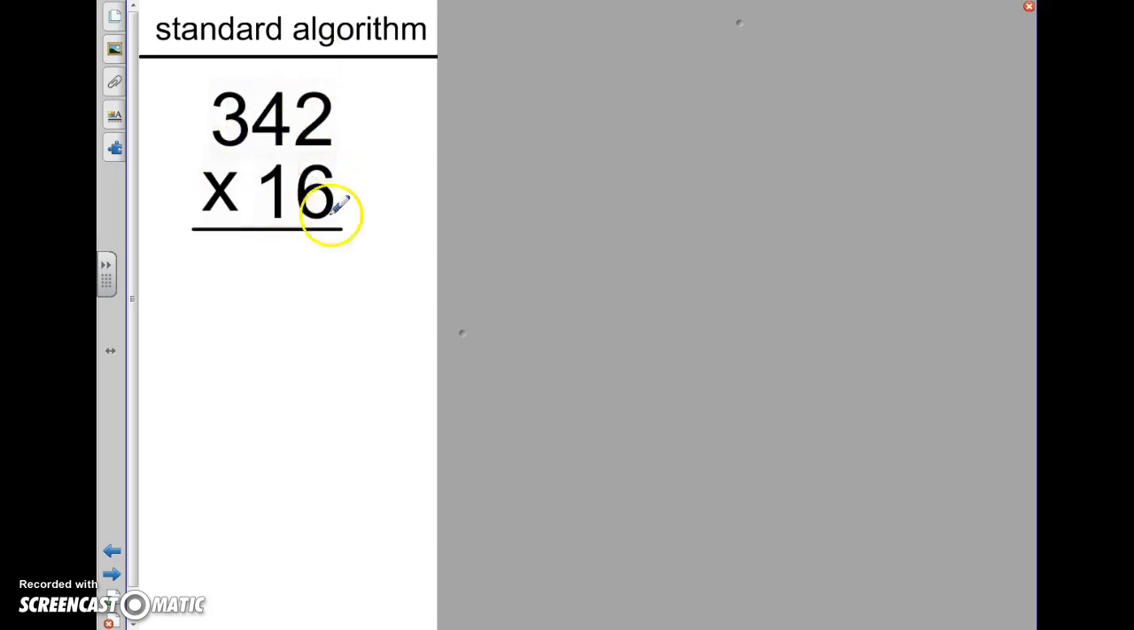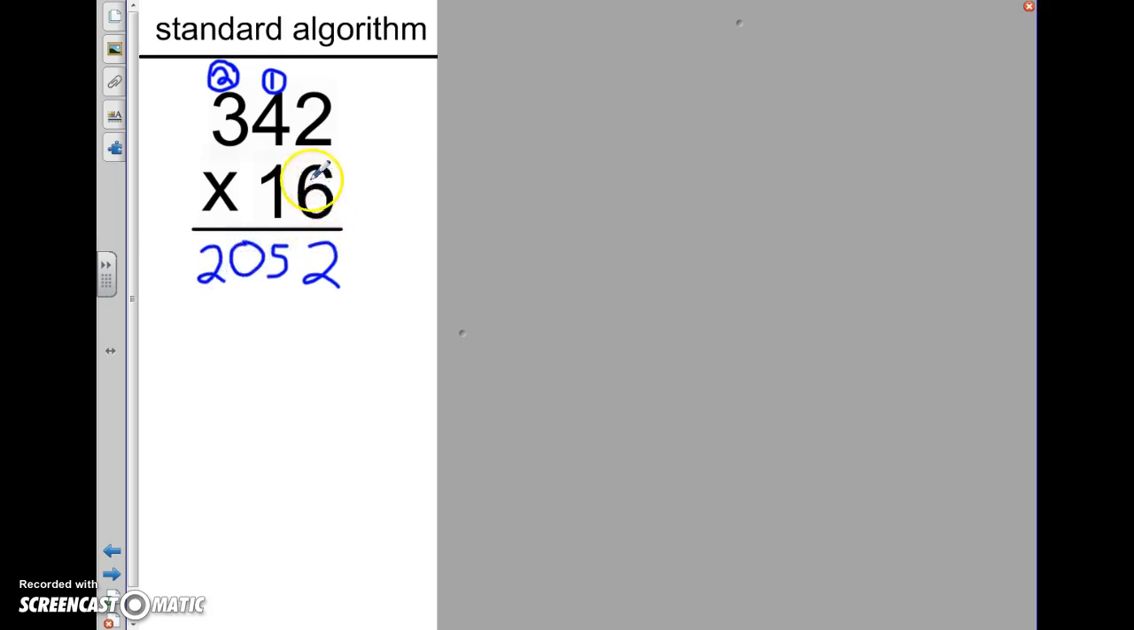342 times 16, first we start off in the ones place, right? So we start off with the bottom factor in the ones place. We multiply it by the other factor in the ones place. So 6 times 2 is 12. We carry the 1. 6 times 4 is 24. We add the number that we carried, so that gives us 25. Carry this 2 over here to the next place value. 6 times 3 is 18, plus the 2 is 20.